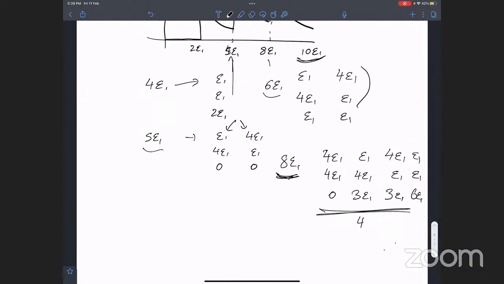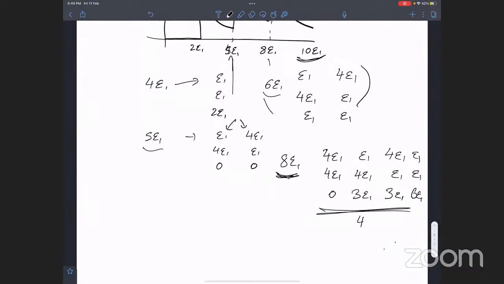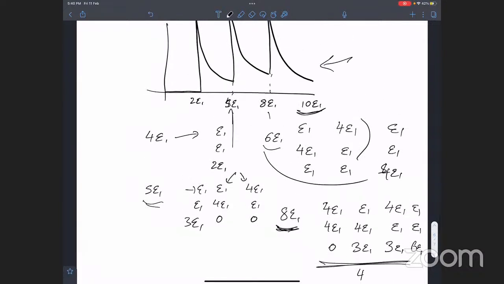How about 7E1? In fact, even for 6E1 we can do it that way, right? E1 and 4E1. We can do it this way. 5E1 here also we can do that: E1, E1, 3E1. We can do that here as well. So until here it's 1-fold. Here when we hit, we're going to hit 3-fold. Here we hit, it'll be 4-fold. And 10E1, you can again work it out, right?